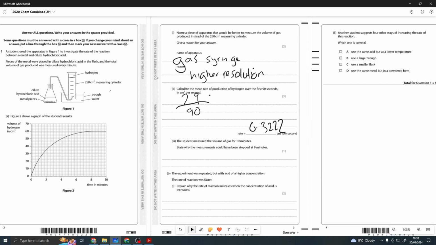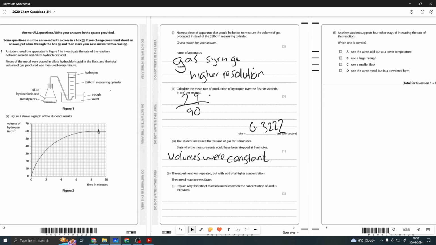Now it says, and I quote, the student measured the volume of gas for 10 minutes. State why the measurements could have stopped at 9 minutes. Well, if you look at 9 minutes, this point here, you can see the line is already horizontal. What does the horizontal line mean on the graph? It means the volumes were constant. That means, as we know, the reaction has stopped. There's no further reaction.